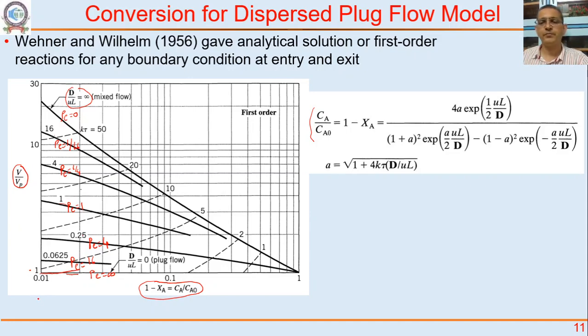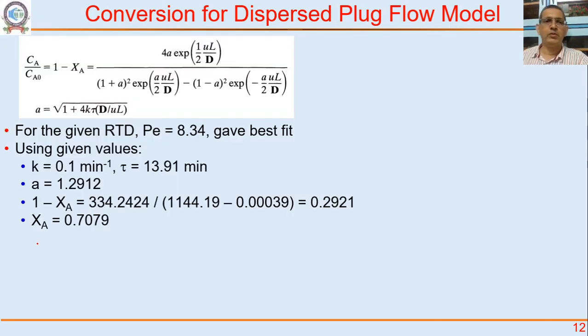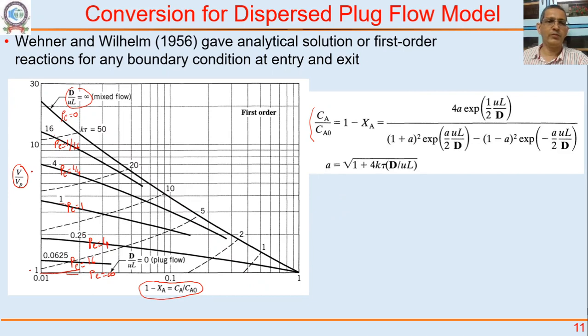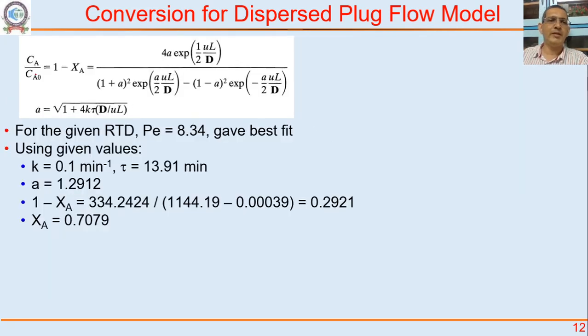So we can use this expression or we can use this chart, whichever one we like. Since we already have an analytical expression, let's use this. Ca by Ca naught is 1 minus Xa. We can use this expression, where A is 4k tau divided by d by L. For the RTD, we had got this Peclet number 8.34 as the best fit. If I use these values, k is 0.1 minute inverse, tau is 13.91.